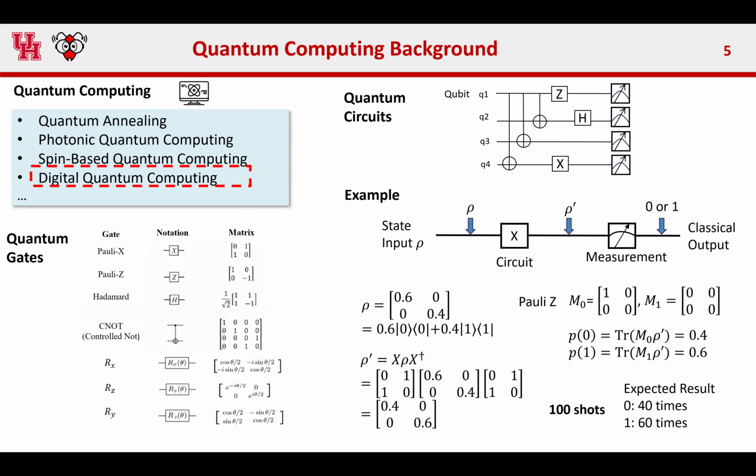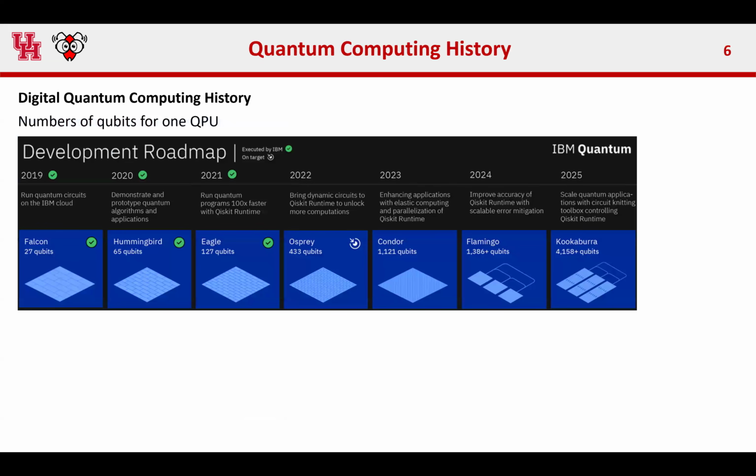So now if we run this circuit 100 shots, which means we run this circuit 100 times, then we can get the expected result. The 0 is 40 times and 1 is 60 times. And also I will show the digital quantum computing history.